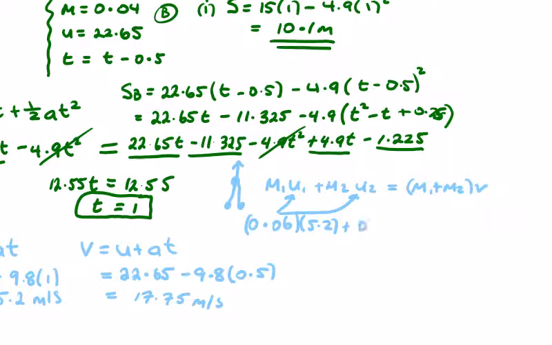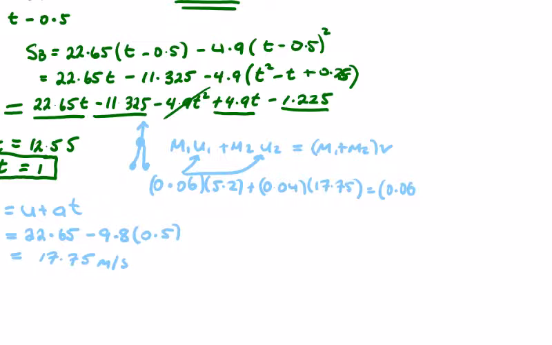So 0.04 by the 17.75 will be equal to the two of them added together, 0.06 plus 0.04 times the new speed. So we tidy all this up. We can type all this into a calculator in one go. I'm going to get the new speed. We'll maybe do it in one step. 0.1v, left hand side is 1.022. So multiplying that both sides by 10, we're going to get 10.22 for the new speed.